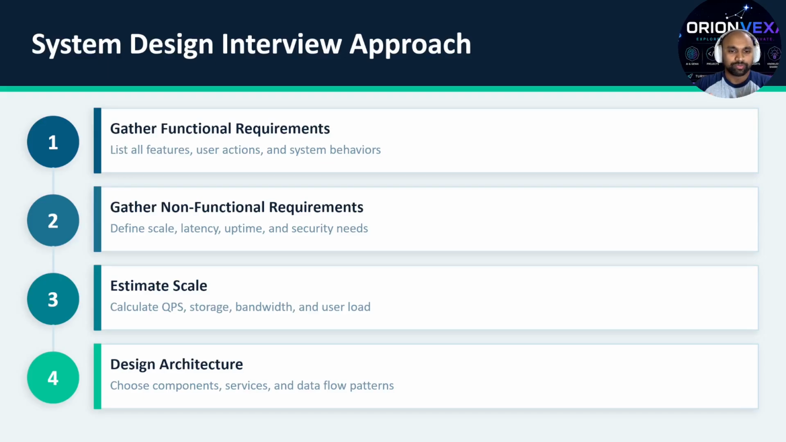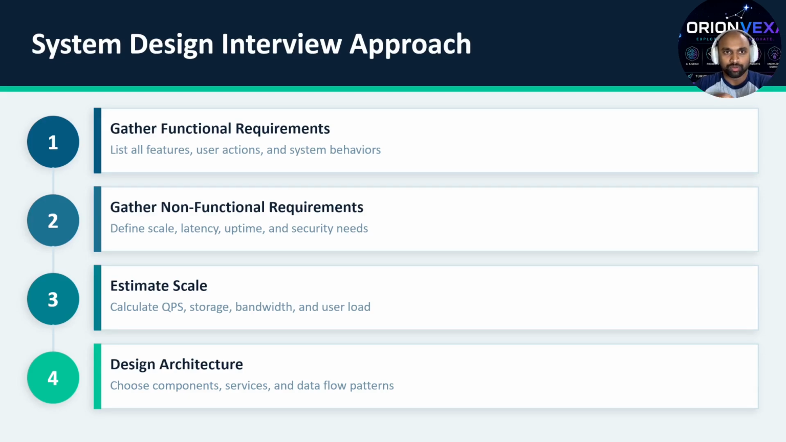System design interview approach. If you are approaching any interview, these are the things we need to consider regarding system design. Gather functional requirements, that is, list all the features, user actions, and system behavior. Next is non-functional requirements. Define scale, latency, uptime, and security needs, and estimate the scale. We need to analyze how well we are going to scale, whether for 1 year, 2 years, 5 years, or 10 years. Calculate the QPS, that is queries per second.